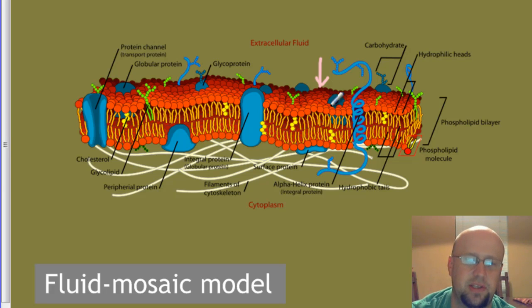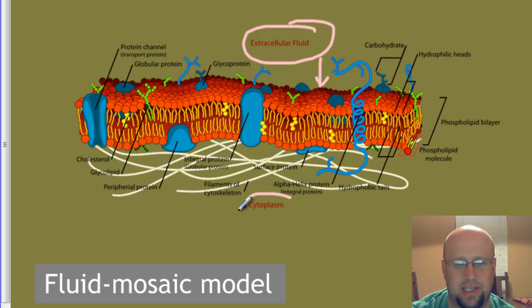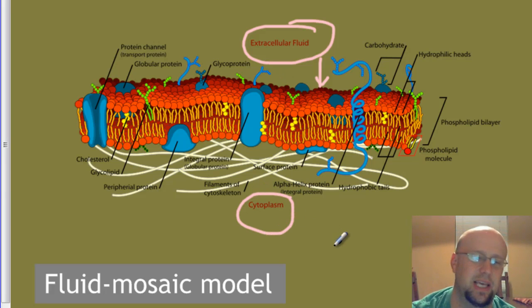Phosphate ends to the outside, okay, and then lipid ends to the inside. Now, if you pay attention to the labels here, the outside, that's extracellular fluid, so that means that's the outside of the cell, and then that means that this side is the inside of the cell, that's the cytoplasm. And so the vast bulk of your membrane is going to be those phospholipids.